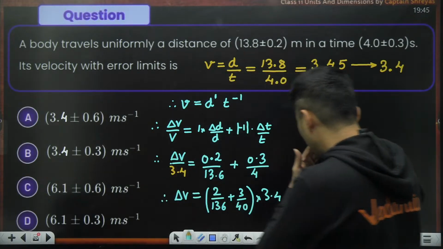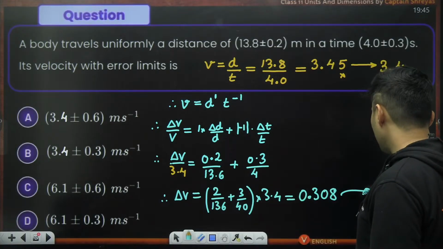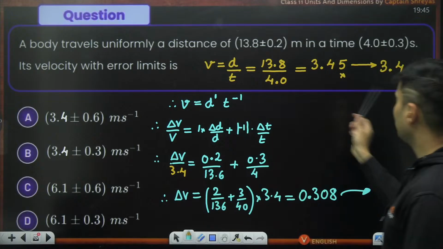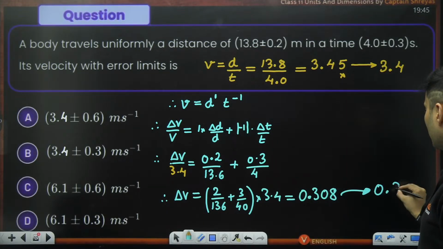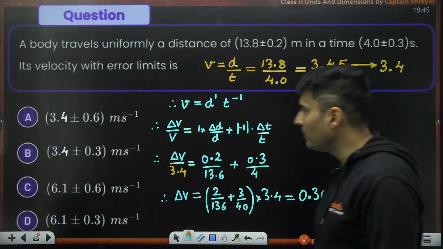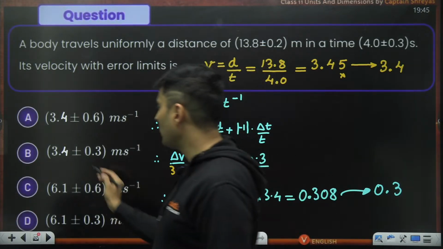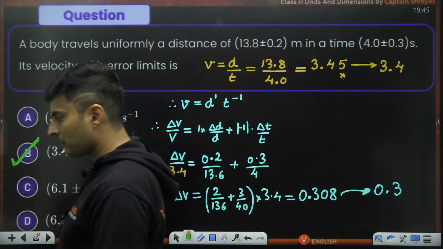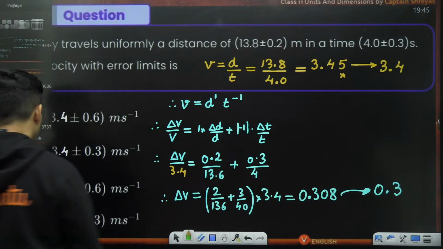So we cannot take so many decimal places. Just take till a few decimal places only. Which decimal place? Only till the first decimal place. So that will be nothing but 0.3. So hence the answer should be 3.4 plus or minus 0.3. So option B will be the correct answer. Okay, cool. Yes, option B.